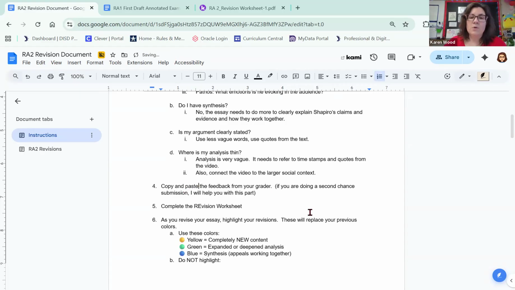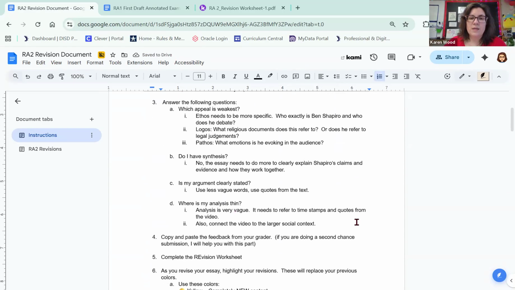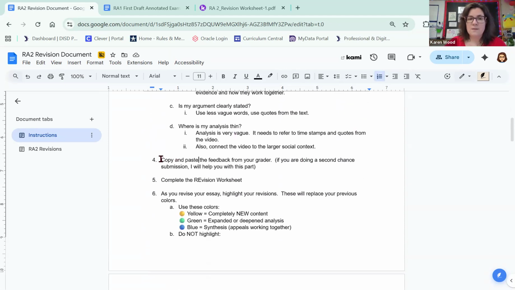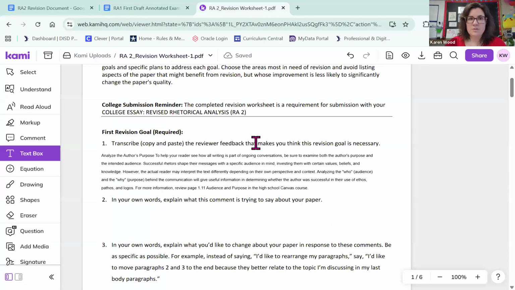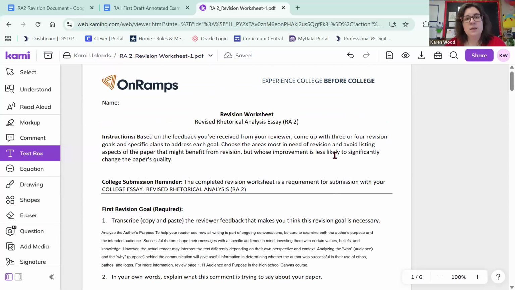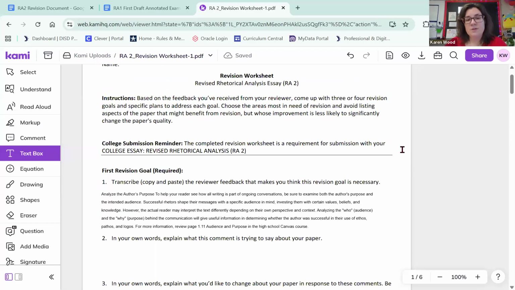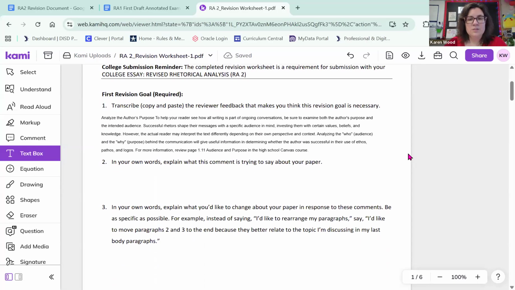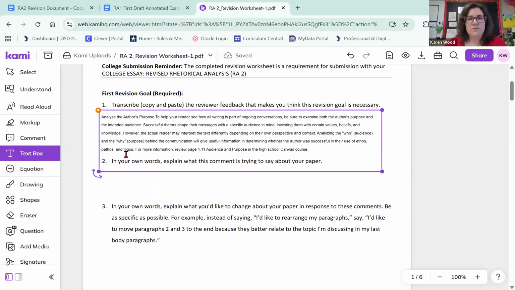Okay, so once you've looked at it yourself and identified where you have things and kind of thought about your own essay, next is where you're going to get the feedback from your grader and do the revision worksheet. So I've already put in some feedback here. So I'm using Kami because I think we uploaded a PDF into Google Classroom. So here's the first piece of feedback.